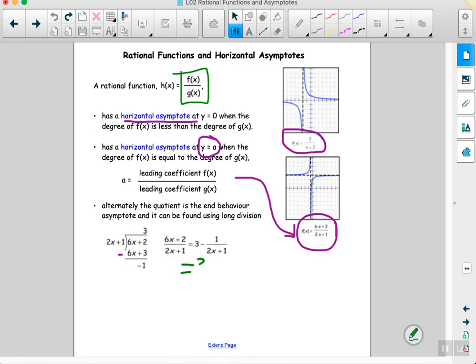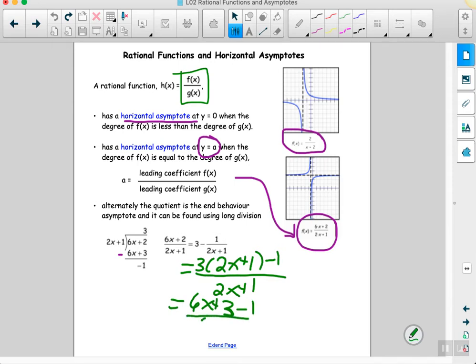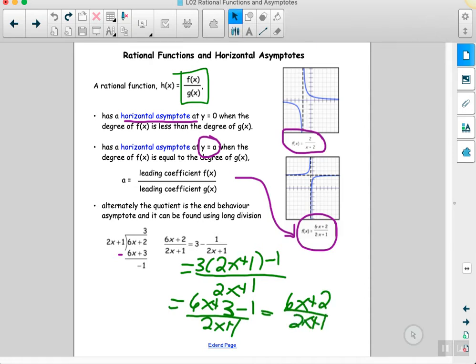And then I'm just going to extend the page just to show you that that is indeed the case. Getting a common denominator: 3 times 2x plus 1 minus 1, all over 2x plus 1. That gives me 6x plus 3 minus 1 over 2x plus 1. And there's our 6x plus 2 over 2x plus 1.